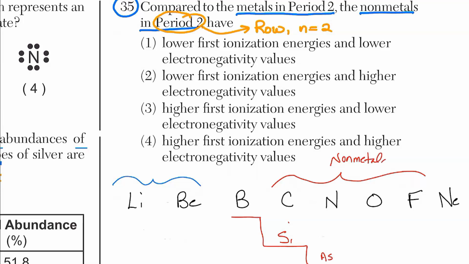And then my metals are to the left of the staircase. So you needed to know where they are in row 2. Here's a metal. Here's a metal. The nonmetals I'll do in red. Because boron is on that staircase, it's a metalloid, along with silicon and arsenic. So it's a metalloid, has properties of both. So what they were really saying in this question is, compared to the metals, or the left-hand side, the nonmetals, which is the right-hand side, have what's going on here?